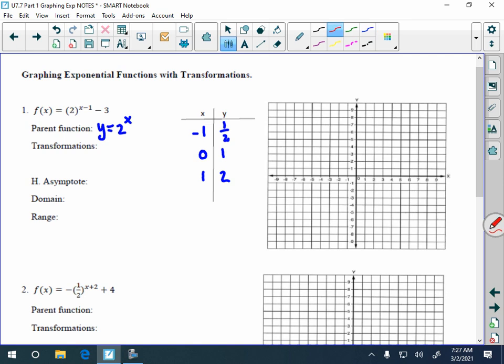Our transformations, the x minus 1, that's going to shift our graph left and right. And it does the opposite of what it shows. And so it's going to move to the right 1 unit. So right 1. And then the minus 3 moves the graph up and down, and it does what it shows. So minus means it's going to go down 3.